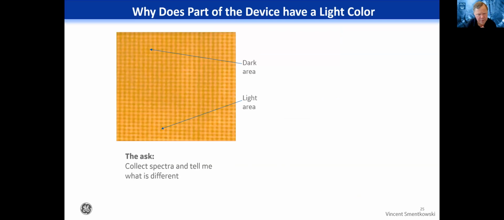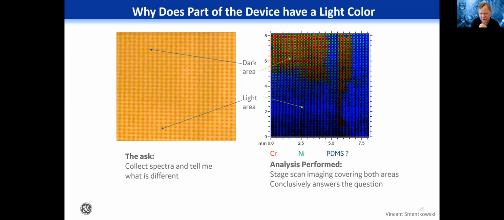This is another example, and I feel that on the display right now you can't visually see it easily, but there were dark regions on this sample and also light areas. The colleague that brought me the specimen asked to collect spectra in those different regions. What I did was set up to do stage rastering. So I rastered over about an 8mm by 8mm area. And right away, I could see chemically what was different between the dark areas and the lighter areas.